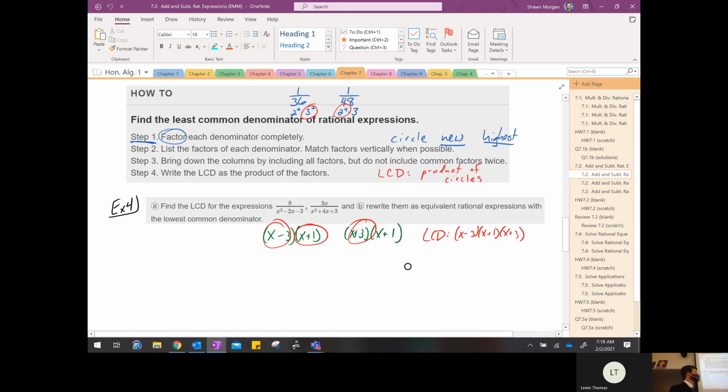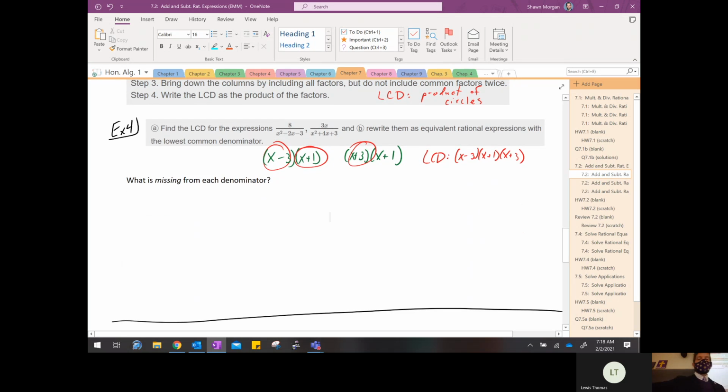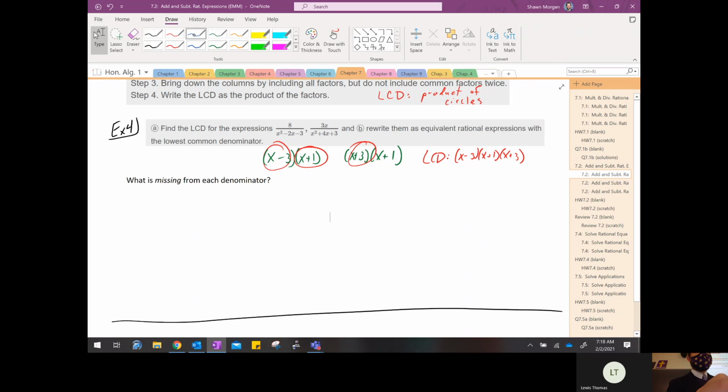So we started example 4. We found our LCD here in red should be x minus 3, x plus 1, x plus 3. So the next question I like to ask you guys is, and I would write this down if I were you, what is now missing from each denominator? Now, what I mean by that is that if my LCD over here in red is the goal, you look at each denominator and you decide what factor is missing.